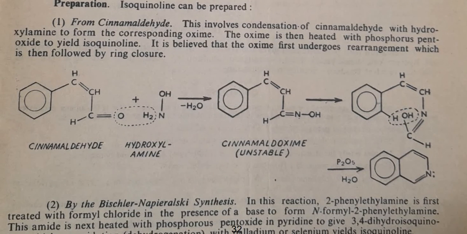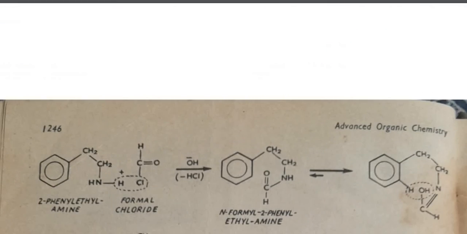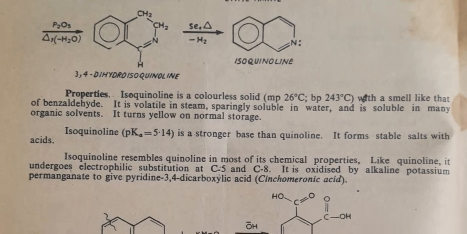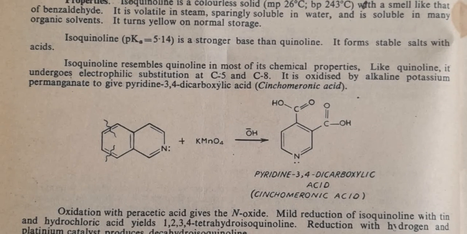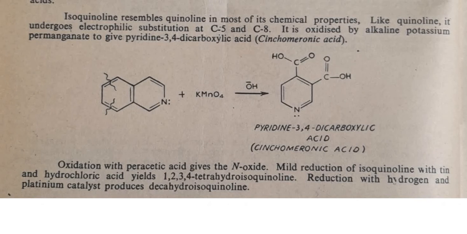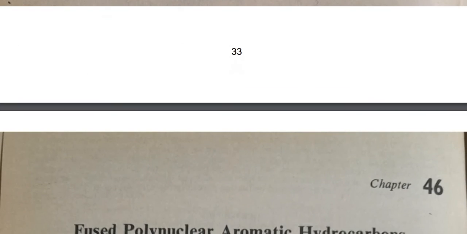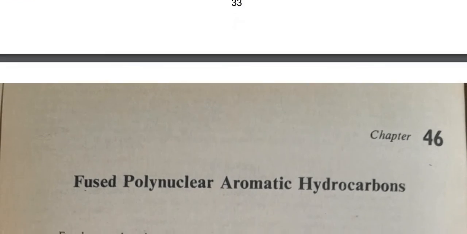So this is the synthesis. You can synthesize isoquinoline from cinnamaldehyde. You can also see that starting from phenylethylamine, you get isoquinoline. Now properties: it has acidic and basic reactions. Isoquinoline acts as a base, reacts with HCl and forms salts. It reacts with KMnO4 to give pyridine-3,4-dicarboxylic acid. So this is the part on heterocyclic compounds.